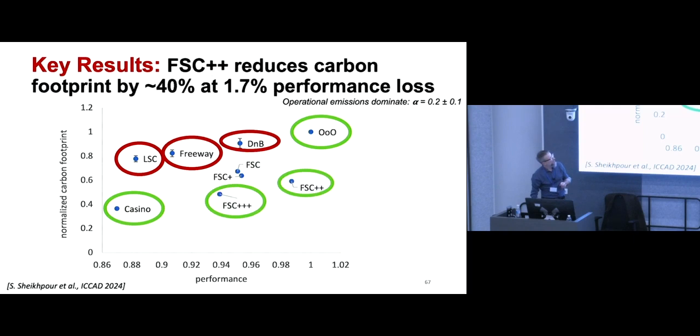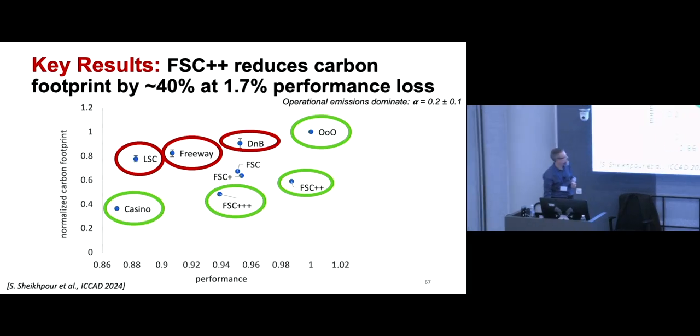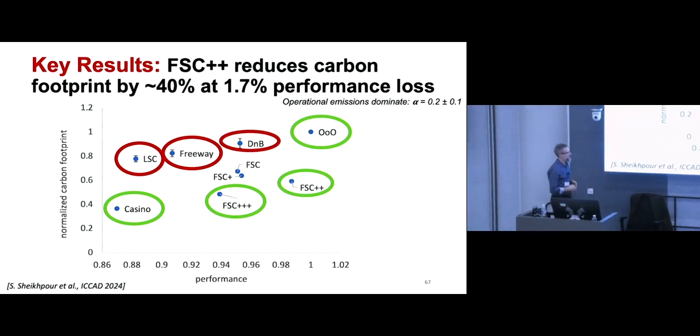And we came up with a couple of enhancements to the FSC to obtain even better trade-off points, like FSC++, which would achieve very close to out-of-order performance with an almost 40% reduction in carbon footprint based on this carbon model. This is something we published a couple of months ago at Eeckhout.